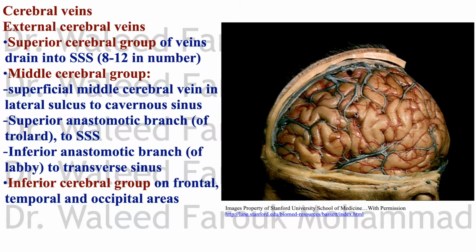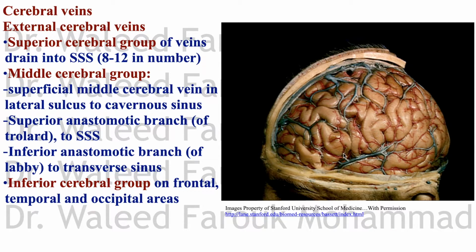Cerebral veins, these are the cerebral veins. They are classified into 3 groups: superior cerebral veins or superolateral cerebral veins, the middle cerebral veins, and the inferior cerebral veins. The superolateral cerebral veins count from 8 to 12. They are the veins you see here. See how they open into the superior sagittal sinus.